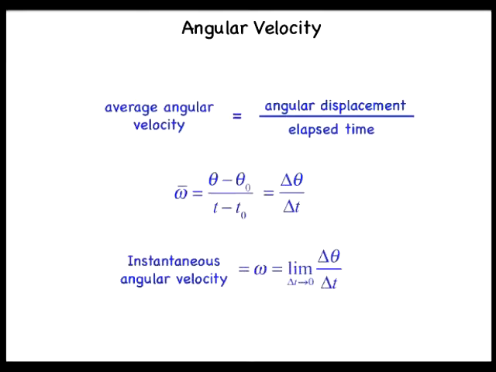The instantaneous angular velocity, omega, is obtained by reducing the time interval to an infinitesimally small value, or omega equals the limit as delta t approaches 0 of delta theta divided by delta t. From this point forward, reference made to angular velocity will implicitly mean the instantaneous angular velocity. When the average angular velocity is meant, it will be explicitly indicated.